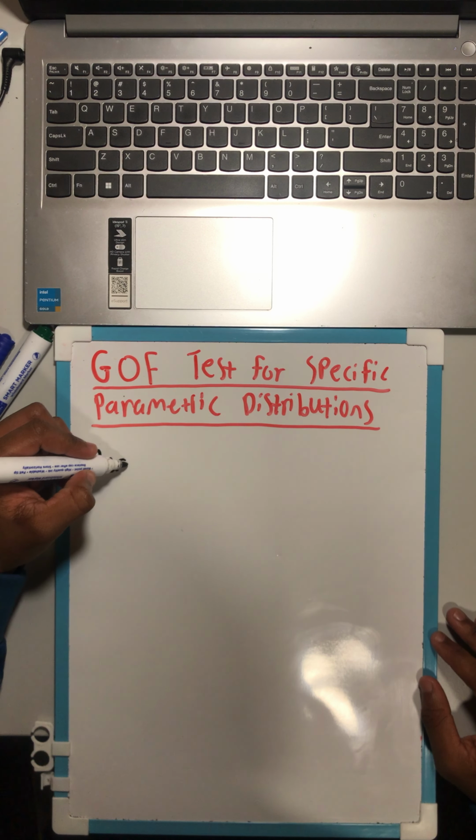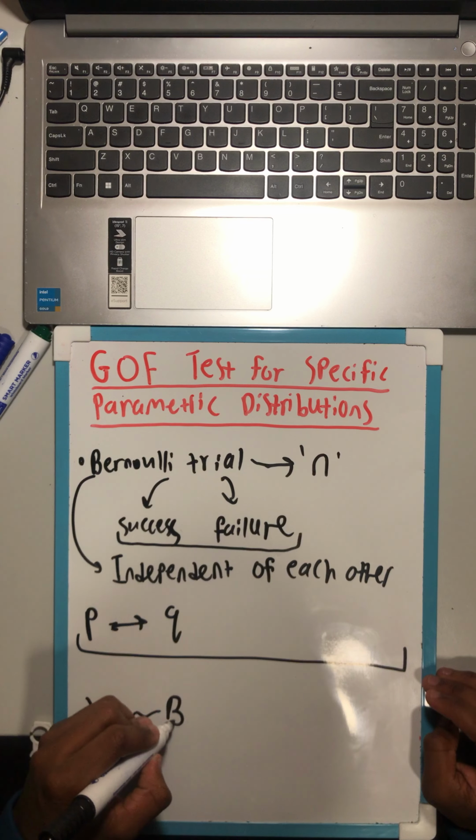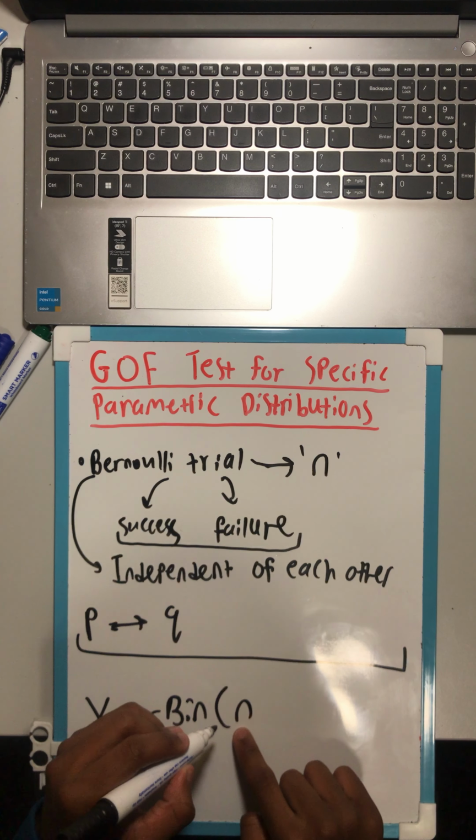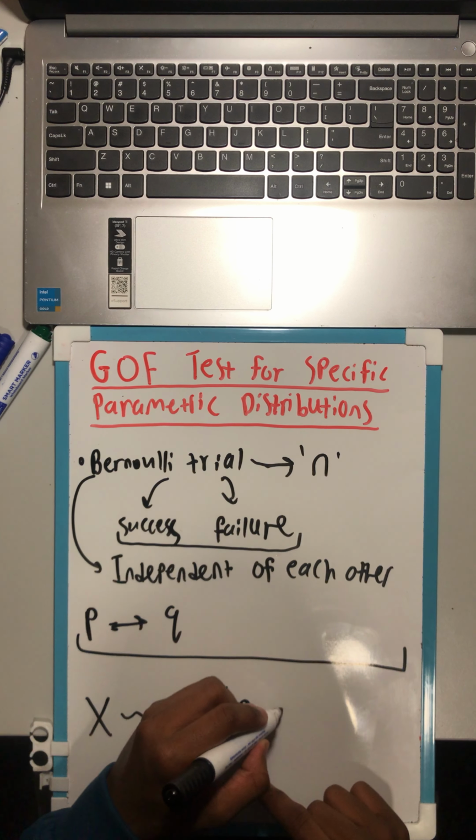And these Bernoulli trials are repeated a fixed number of times, which is represented by n. If a random variable x satisfies all these conditions, we can comfortably say x follows a binomial distribution with parameters n, the number of trials, and p, the probability of success.